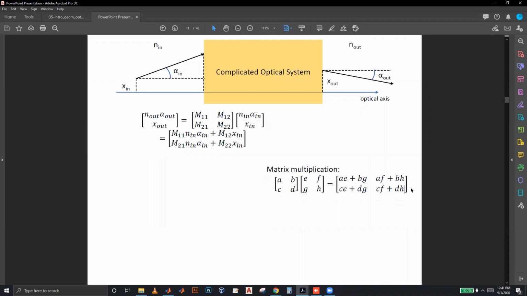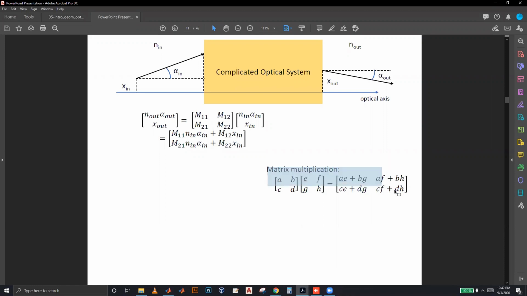And I suggest you revise this a little bit. You would never be asked in this class at least to do more than like four term matrix multiplications, but just make sure you remember which term is multiplied by which term and then what the additions are to get the final terms in the final matrix.